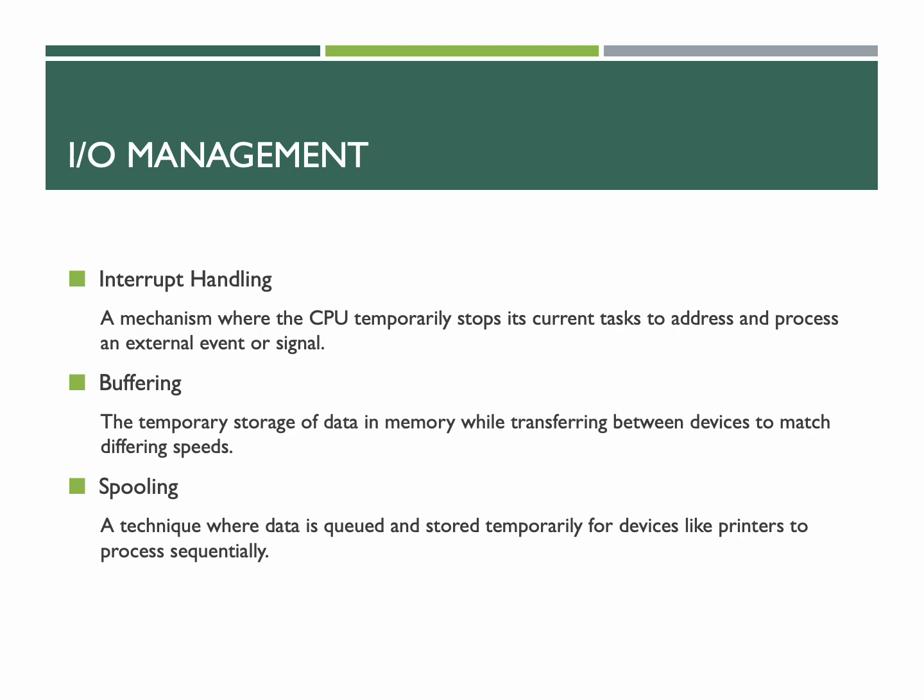Second is buffering. Buffering involves temporarily storing data in memory while it's being transferred between devices that operate at different speeds. For example, when you stream a video, a buffer stores a portion of the video to prevent playback interruptions caused by network speed variations.